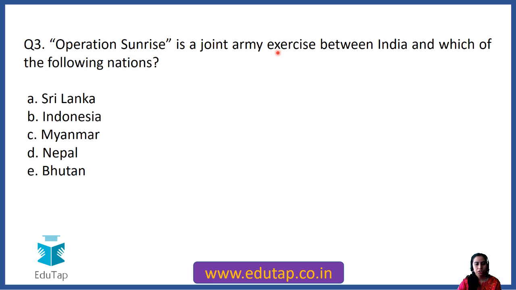Okay. Question 3, Operation Sunrise is a joint army exercise between India and which of the following nations? So this we have covered. Quickly you must be able to answer this. 3 nations we had covered, actually the different exercises. All 3 are mentioned here. So you can eliminate the other 2. So D and E are not going to be there. So our answer is option C, Myanmar. So Operation Sunrise is an army exercise between India and Myanmar.